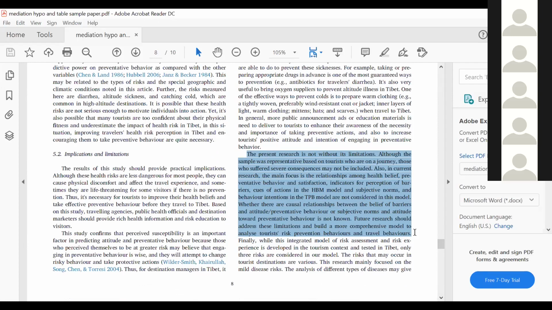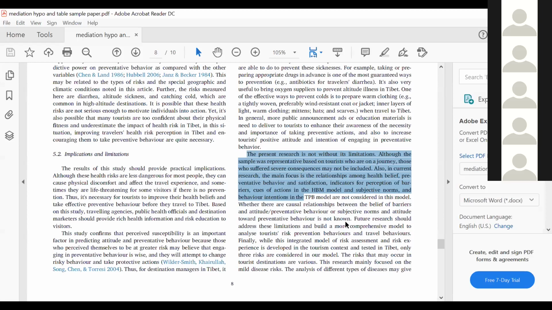They always write the sample limitation. They always write, even if this person has not written it, that the sample has been taken only from Lhasa, only from Tibet. This research could have been done with a larger sample.